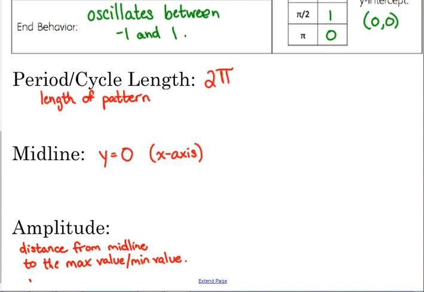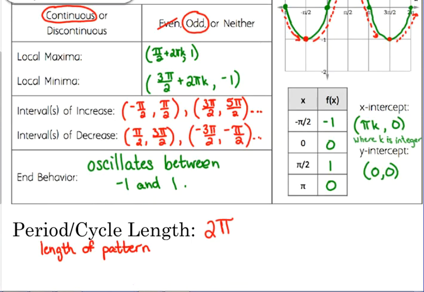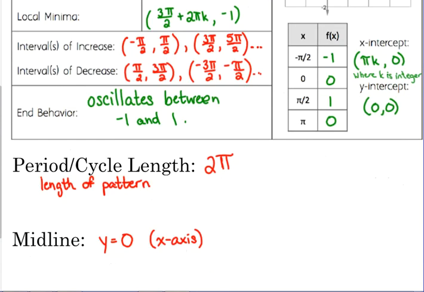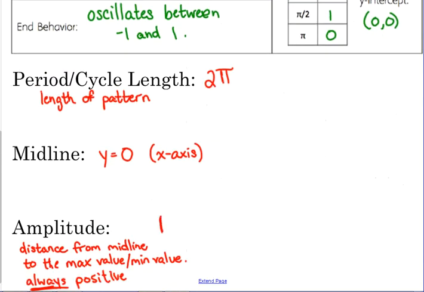It is always positive. So it doesn't matter if you're looking at going from the midline down to the minimum, we still always consider it to be a positive value. So for this graph, what would be the distance from the midline, right here on the x-axis, to either the maximum or the minimum? 1. The standard amplitude is positive 1. Okay, any questions?